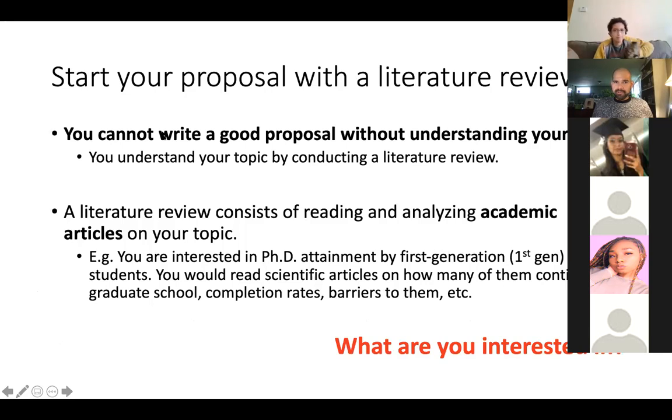So you start your proposal by doing a literature review. This is crucial. You cannot write a good proposal without understanding what you're studying. So you need to read papers about what you want to work on. Reading a chapter in a book is not going to cut it. You have to go to primary literature and understand the experiments that are being done.